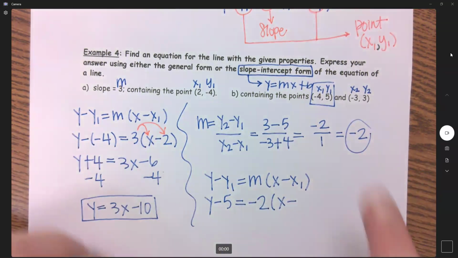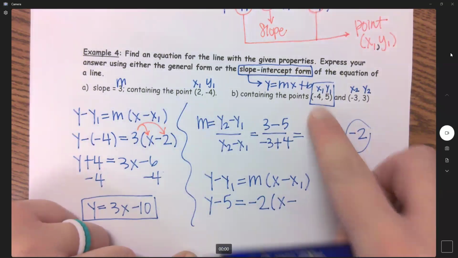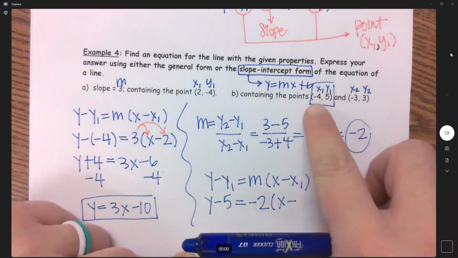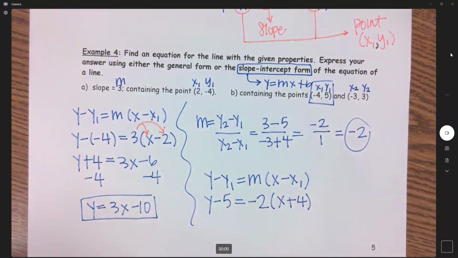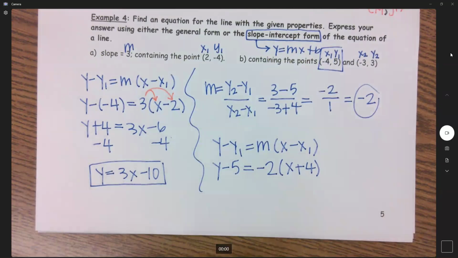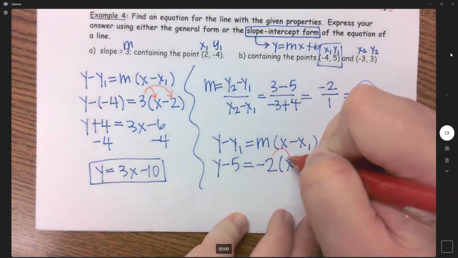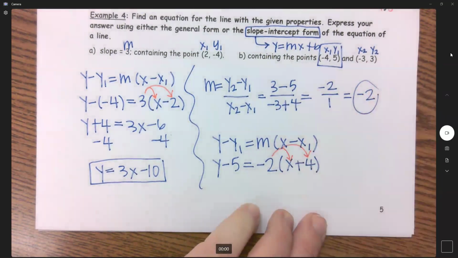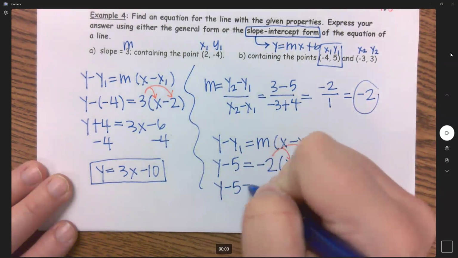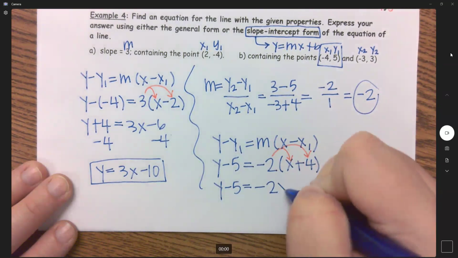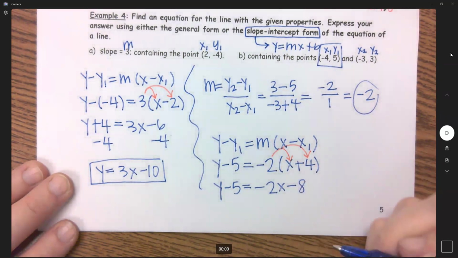X minus my x1 is a -4. So again, minus this -4 becomes +4. The same 2 steps every time. The first thing we're going to do is distribute in our slope. So we have y minus 5 equals -2x minus 8.